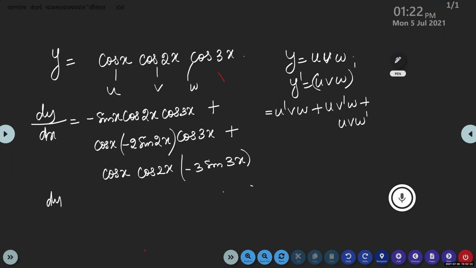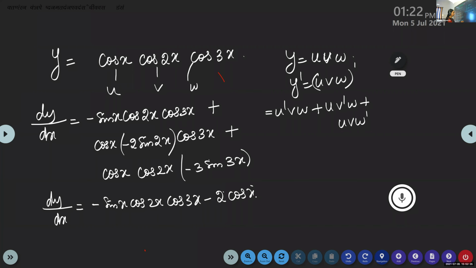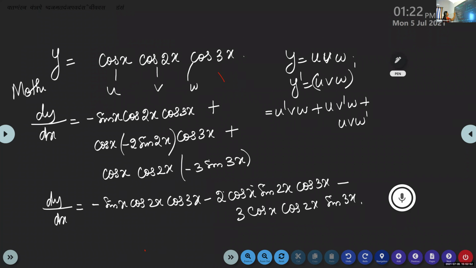Therefore, what is dy by dx? dy by dx is minus sin x cos 2x cos 3x, minus 2 cos x sin 2x cos 3x, minus 3 cos x cos 2x into sin 3x. Here this is the first method. We are using the product rule and finding the derivative.